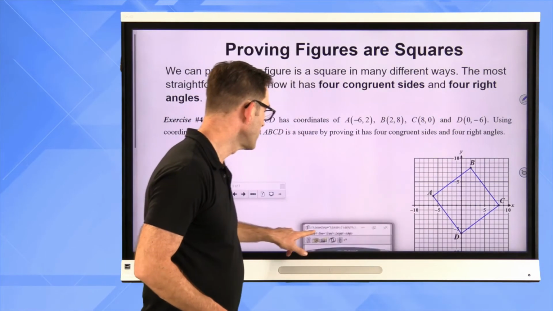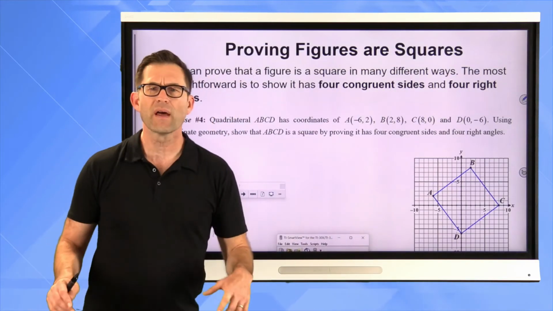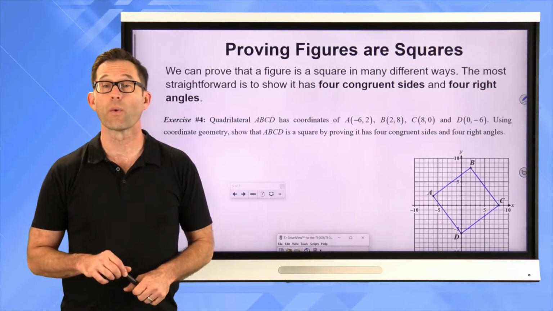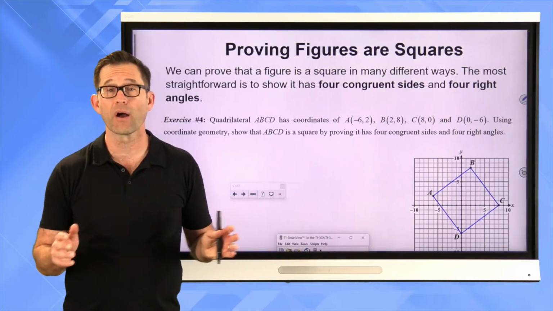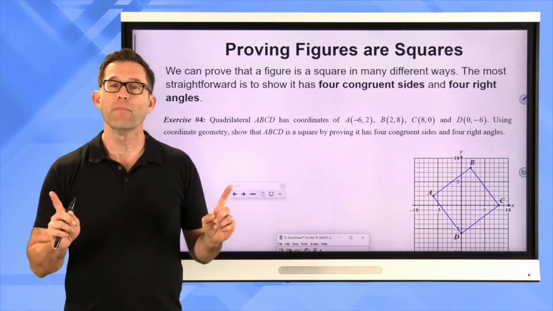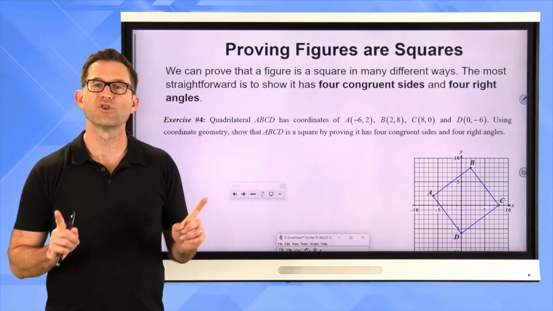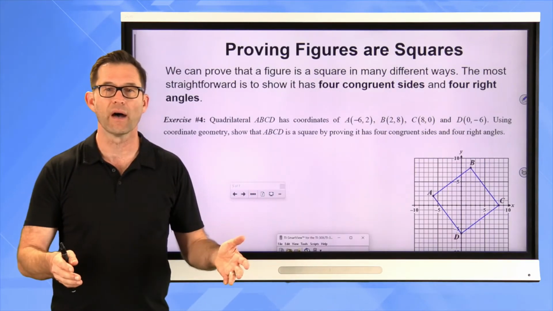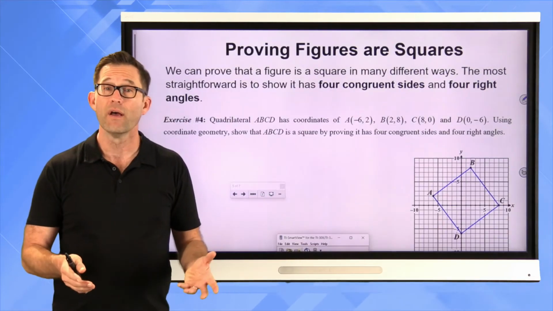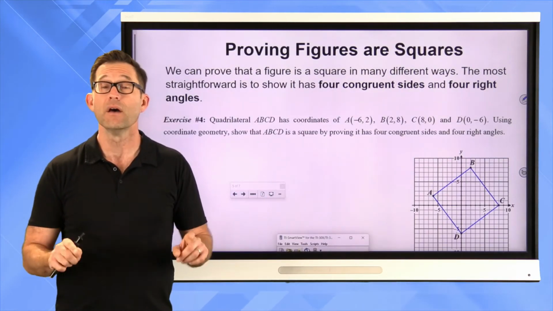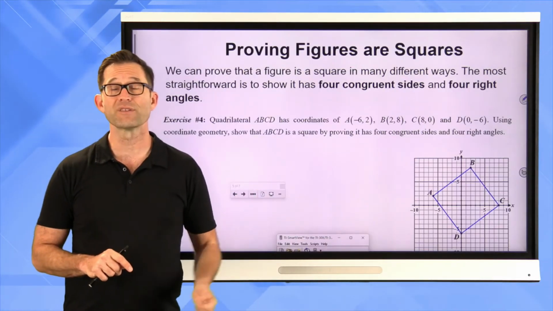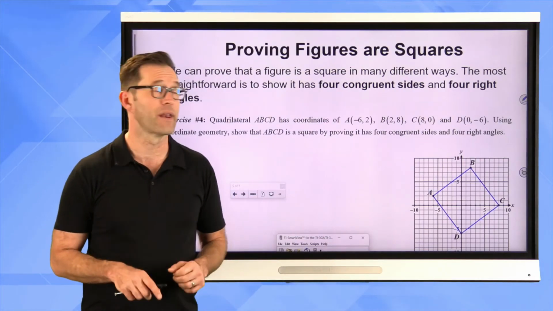Maybe we'll move our calculator down here, get it out of the way. So now let's talk about proving figures are squares. We can prove that a figure is a square in many different ways, and we're going to talk about those in a little bit, and you're going to explore more of them on the homework. The most straightforward, though, is to show that it's got 4 congruent sides and 4 right angles. I mean, that's what a square is. So the most straightforward way of showing that a figure is a square is showing it's got 4 sides that are the same length and 4 right angles.